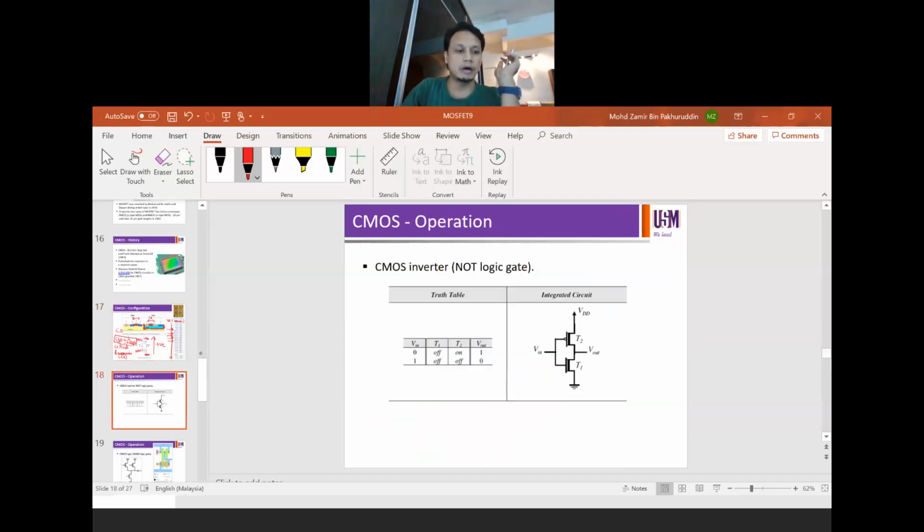All right, next, how does a CMOS work? CMOS is also called an inverter, okay, or a NOT logic gate. Masih ingat ke apa a NOT logic gate? Can you still recall a NOT logic gate from your digital electronics? What is a NOT logic gate? Anyone can share? What is a NOT logic gate? How do you tell it's a NOT logic gate?